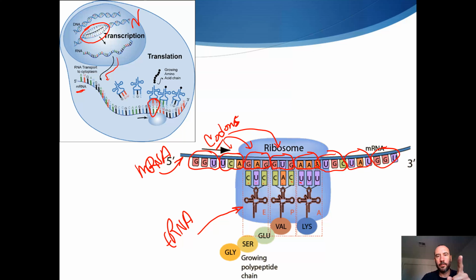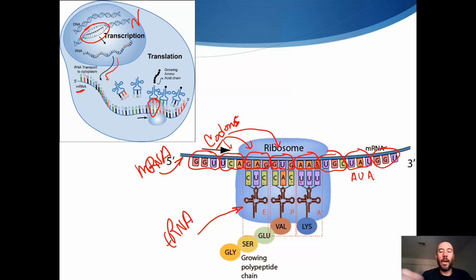Think about it. I know I'm wasting precious video time. A, because the U would normally be a T. A in DNA bonds with T, but because this is an RNA, it's a U, and U, which would be a T in DNA, bonds with A.